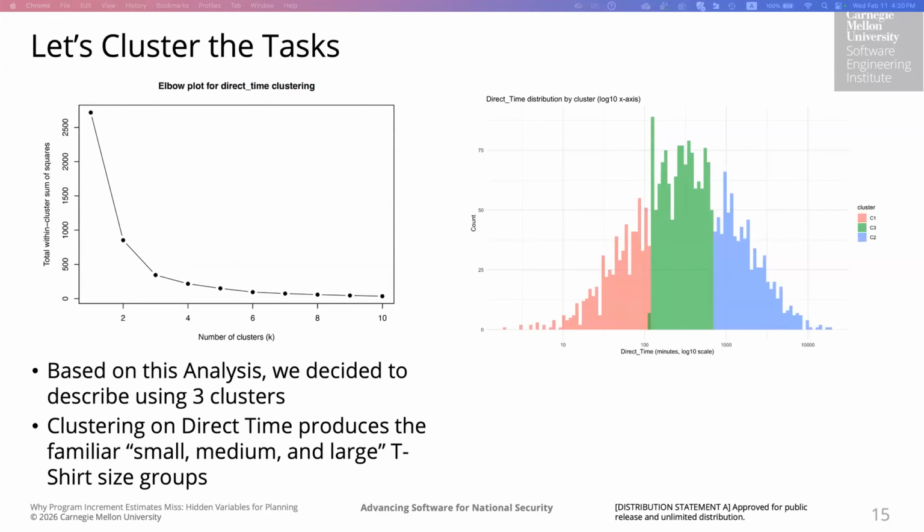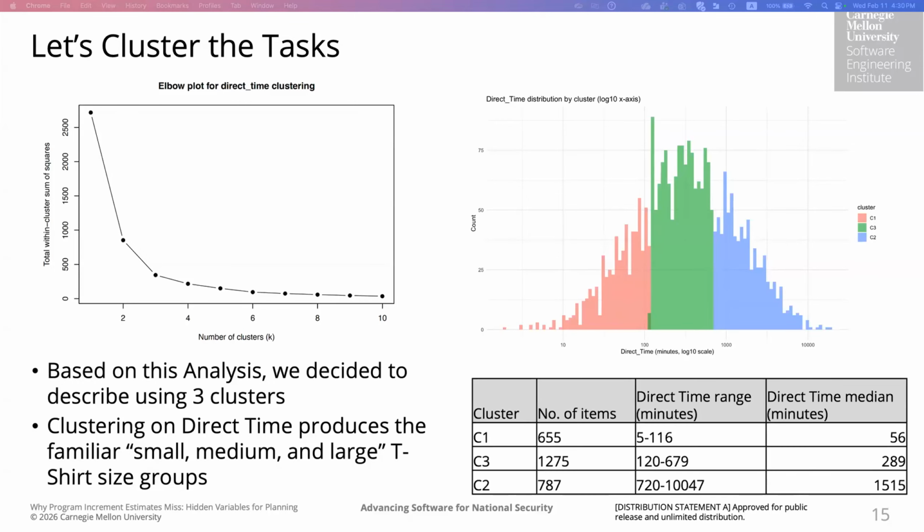Clustering on the direct time naturally produced very familiar small, medium, and large groups, right? So the small is somewhere between 5 minutes and 2 hours. The medium is between 2 hours and 12 hours. The large is 12 hours and up. And the histogram that we can see over here confirms that the clusters are very well separated also. And if you see the number of items for each cluster, the distribution of items is also something that we would generally expect.